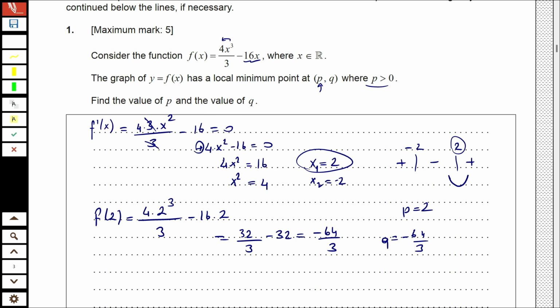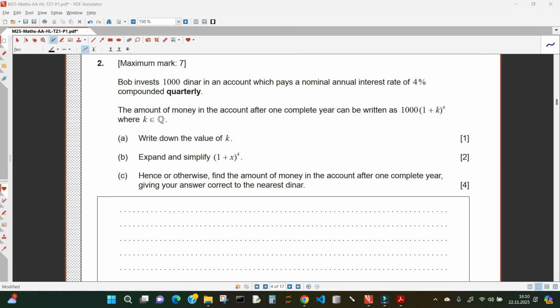The second question: Bob invests 1,000 dinar in an account which pays a nominal annual interest rate of 4% compounded quarterly. The amount of money in the account after one complete year can be written as 1,000 times 1 plus k to the power of 4, where k is a rational number. Write down the value of k.